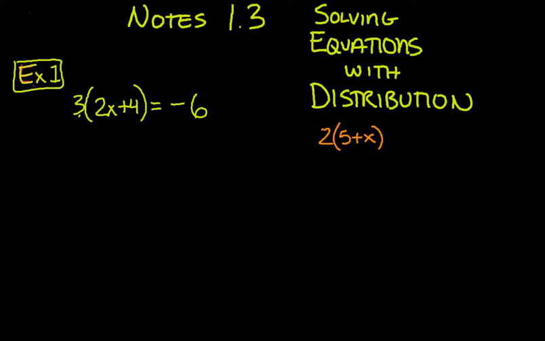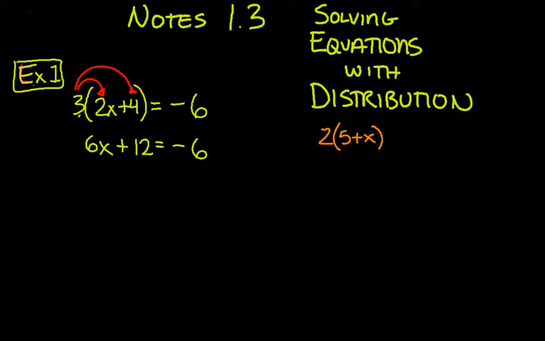So if I start with this, this 3 is going to distribute itself to the 2x, and it's also going to distribute itself to the 4. So let's see what happens when we do that. The 3 times the 2x is going to turn into 6x. The 3 times the 4 is going to turn into a positive 12. And then, of course, there's an equal sign and a -6. Now that we've distributed, you can solve it.